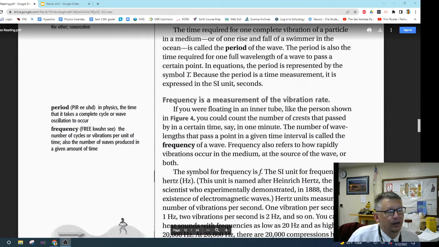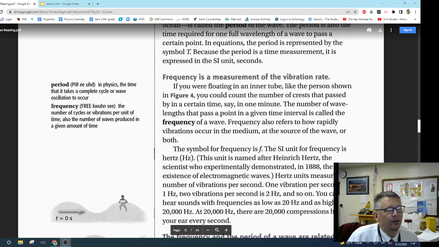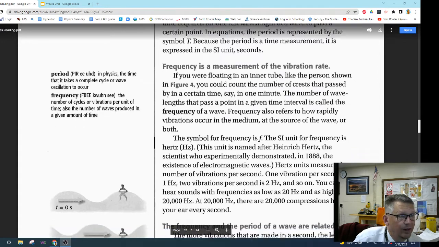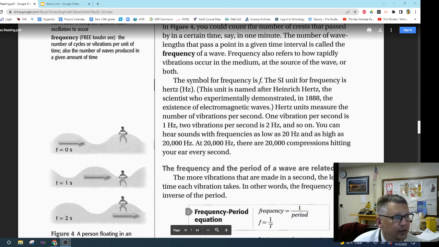Frequency is a measurement of the vibration rate. If you are floating in an inner tube, like the person shown in Figure 4, you could count the number of crests that pass by in a certain time, say in 1 minute. The number of wavelengths that pass a point in a given time interval is called the frequency of a wave. Frequency also refers to how rapidly vibrations occur in a medium, at the source of the wave, or both. The symbol for frequency is f. The SI unit for frequency is hertz.